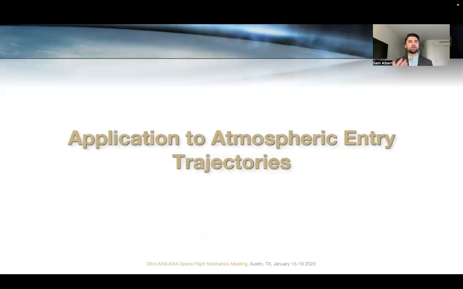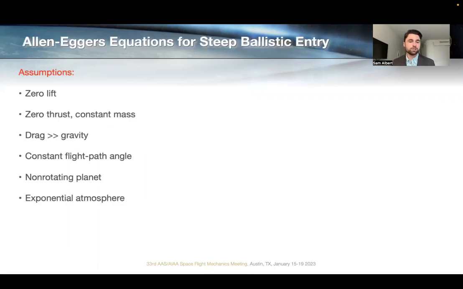Okay, so everything we've talked about so far has been for a Keplerian chief. But one of the applications that's relevant to these highly elliptical orbits is atmospheric entry trajectories. And we're going to now look at, can we combine the material that we just went through with analytical approximations for atmospheric flight to make a prediction across the entire mission? So to do that, we'll turn to something called the Allen-Eggers equations.